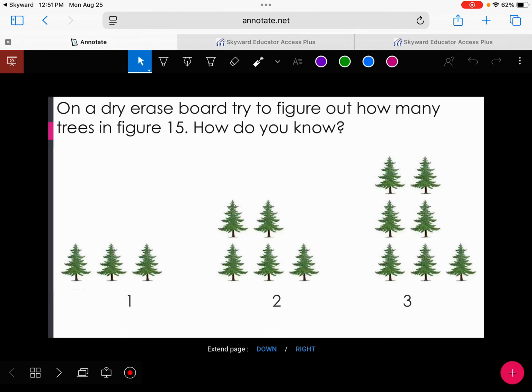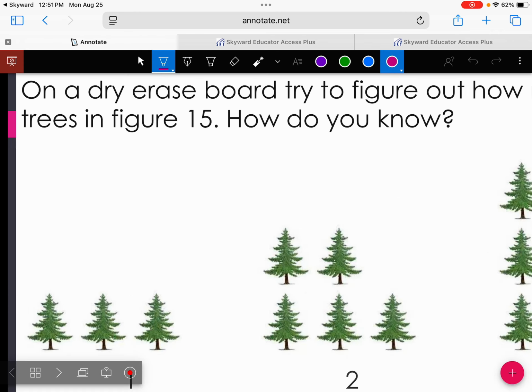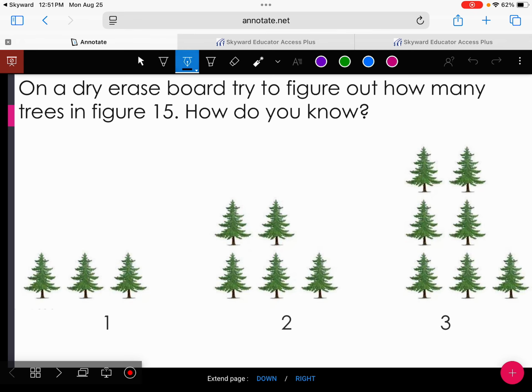How many trees would be in the 15 pattern? 33. Why? It said the equation would be 2f plus... Does everybody agree with him? Yes, I'm going to trust my teammates. He said 33.